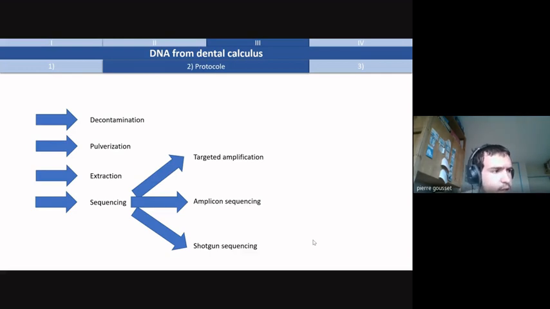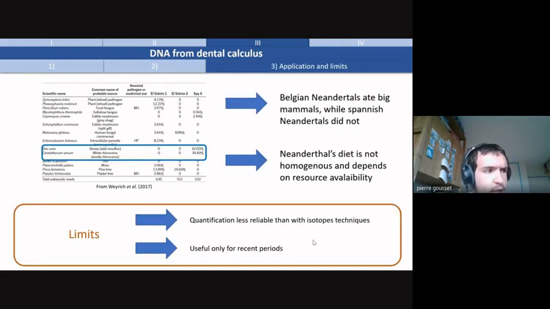But the precision is even higher with shotgun sequencing, a technique that does not imply the research of a specific fragment. Despite being longer, it allows identification of every species in the sample, even those not already present in the database. So here is an example of application of this method.